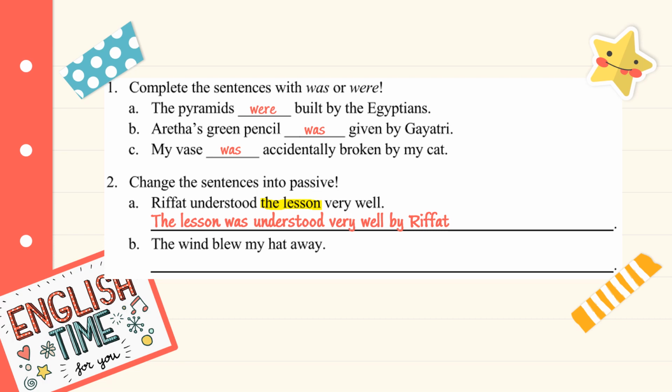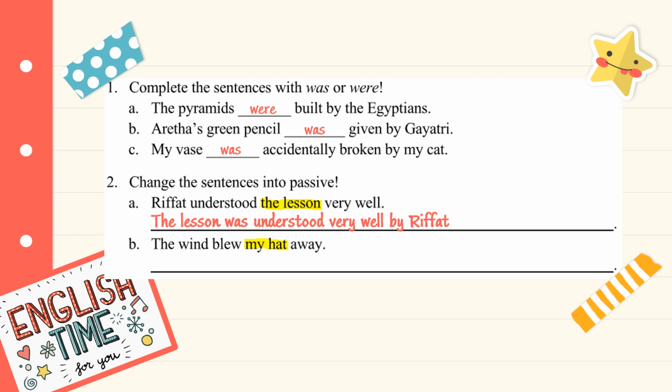Do you have to mention Rifat? Yes, because Rifat is specific, right? Now, B. The wind blew my hat away. Which one is the object of the sentence? The object of the sentence is my hat. My hat. How many hats? Only one. That's why you use was, not were. Okay? So my hat was.